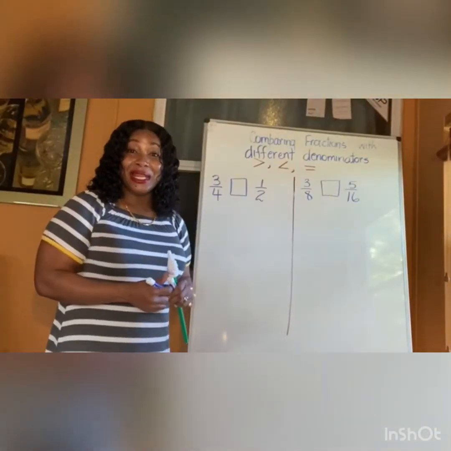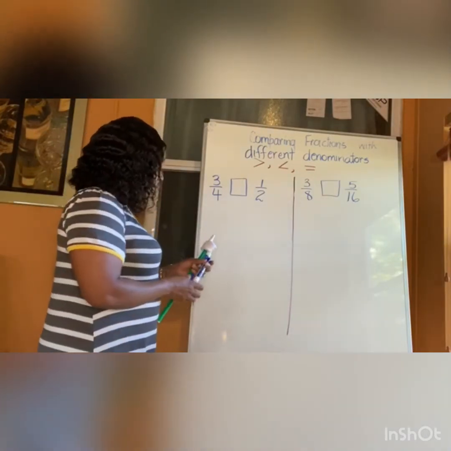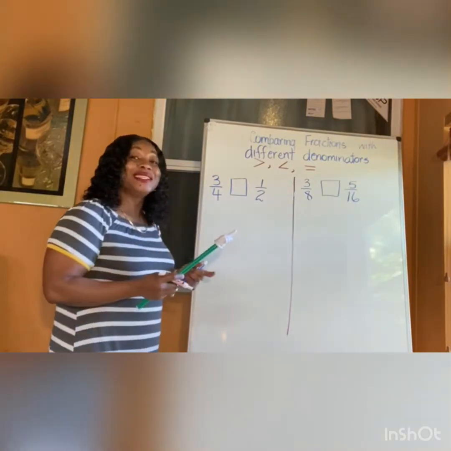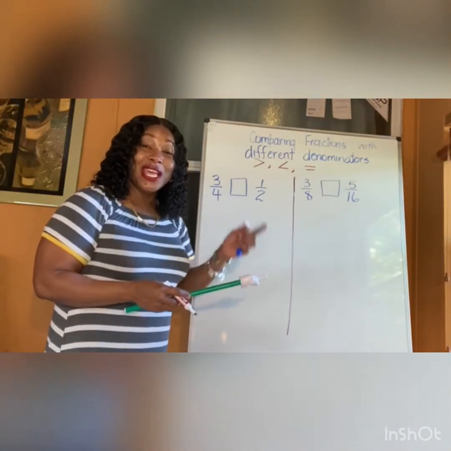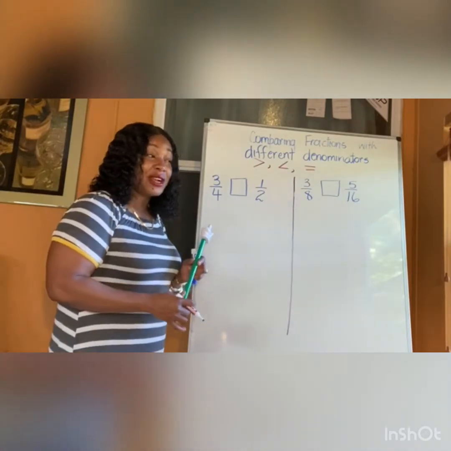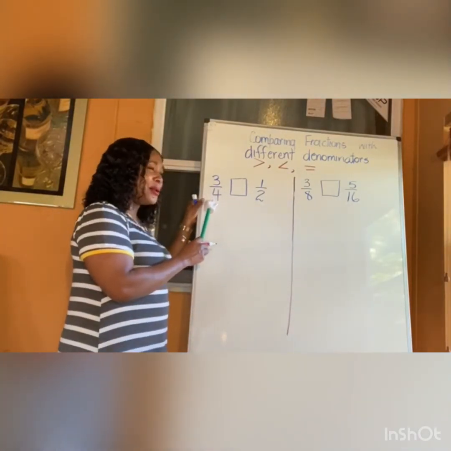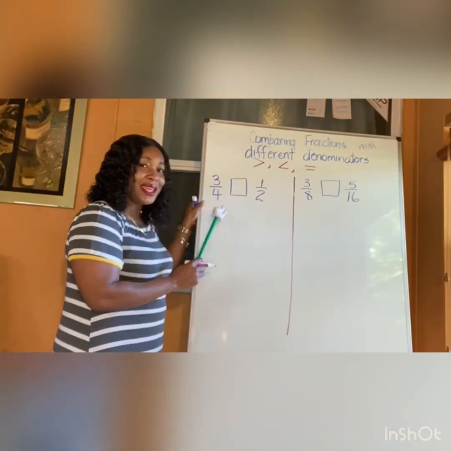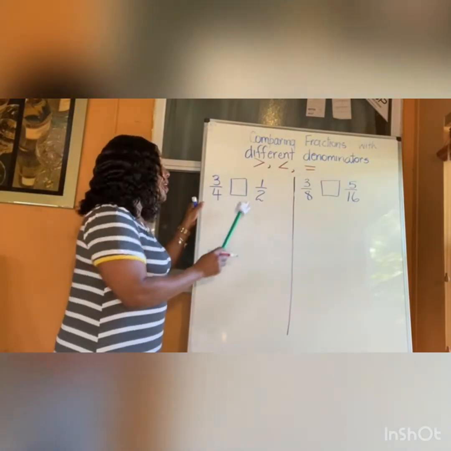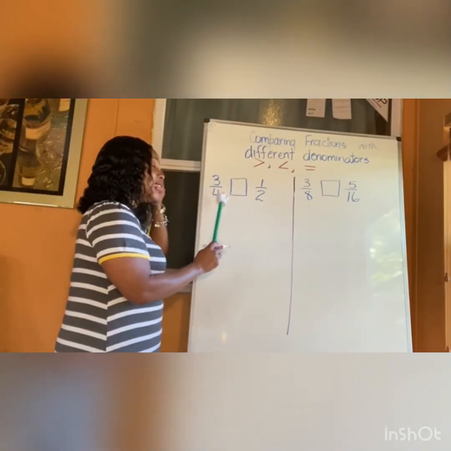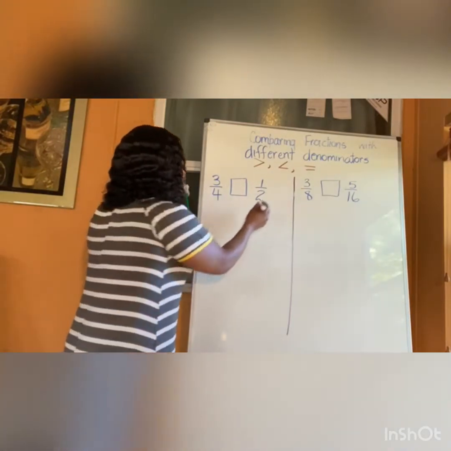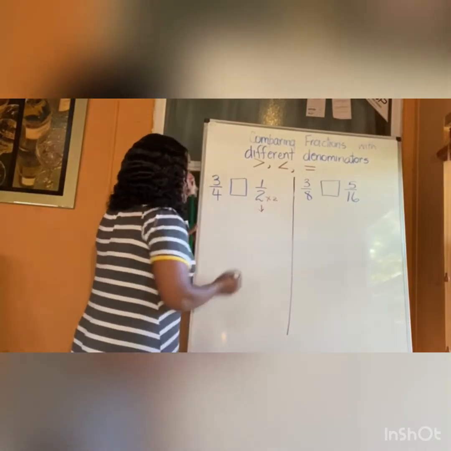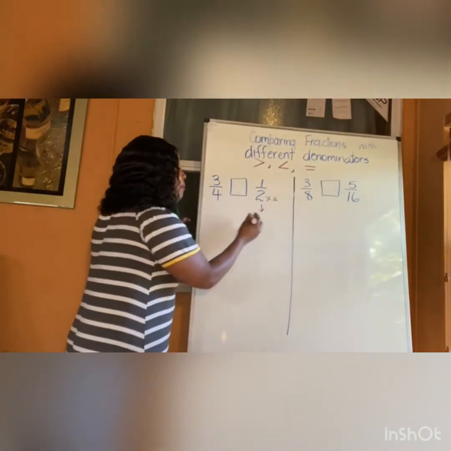To make the denominators the same, we need to figure out what can we multiply by 2 to get 4, or what can we multiply by 4 to get 2, just like when we did equivalent fractions. So is there a number that you can multiply by 4 to get 2? Now, is there a number that you can multiply by 2 to get 4? Of course, that number is 2. So if I multiply this 2 by 2, it becomes 4.